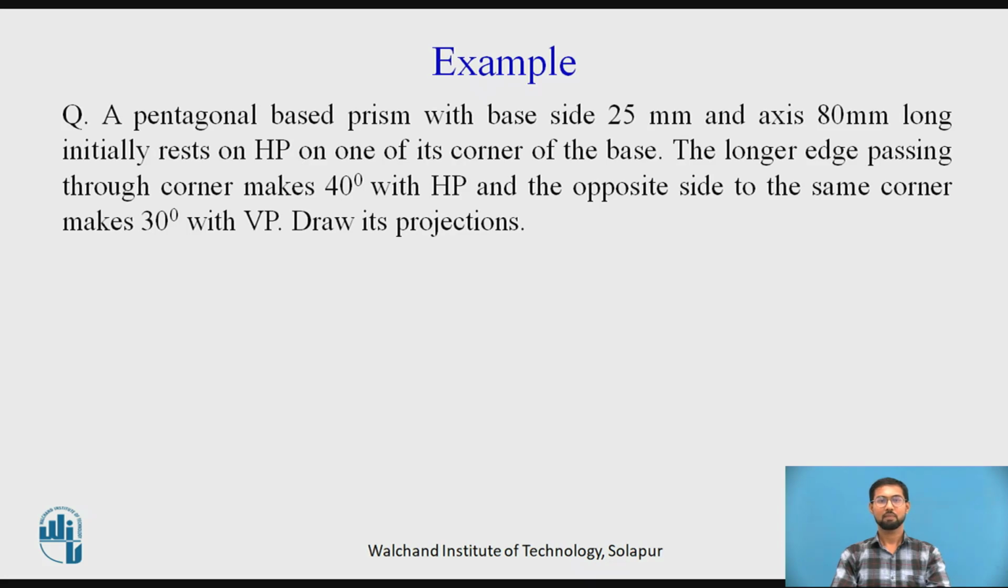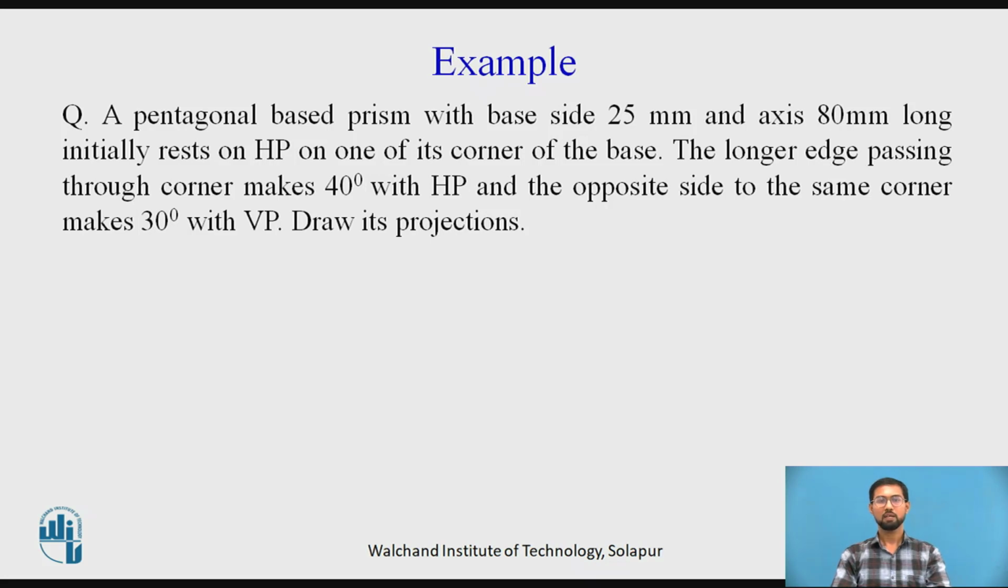Question: a pentagonal based prism with base side 25 mm and axis 80 mm long initially rests on HP on one of its corners of the base. The longer edge passing through the corner makes 40° with HP and opposite side to the same corner makes 30° with the VP. Draw its projection.